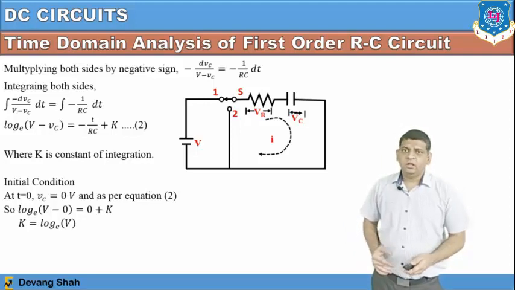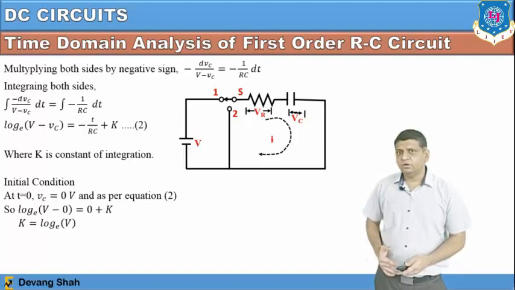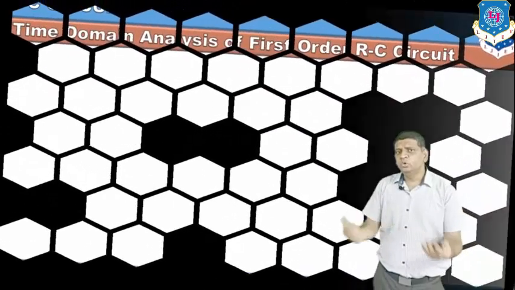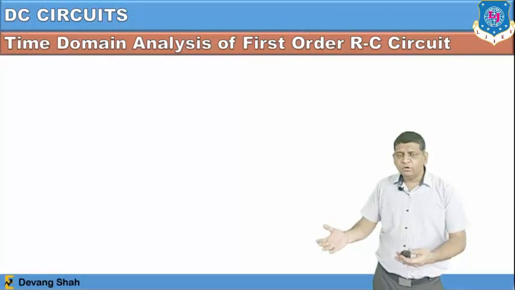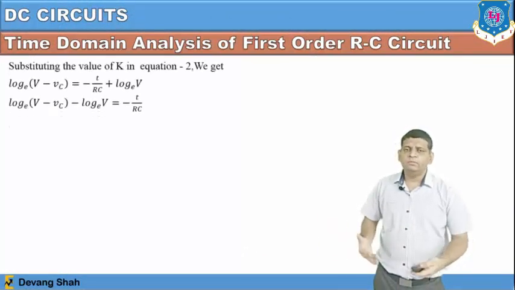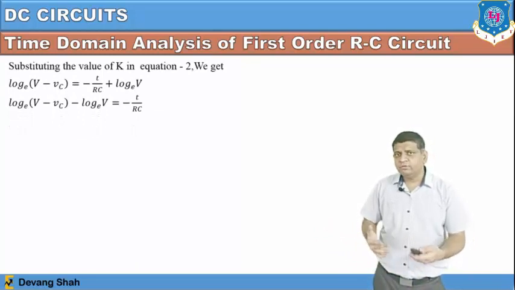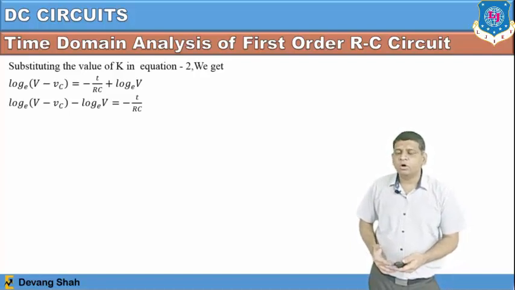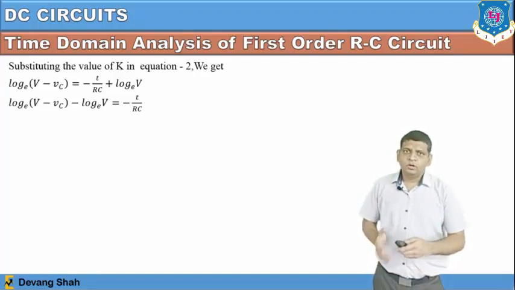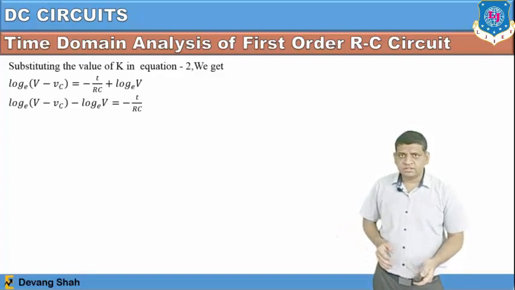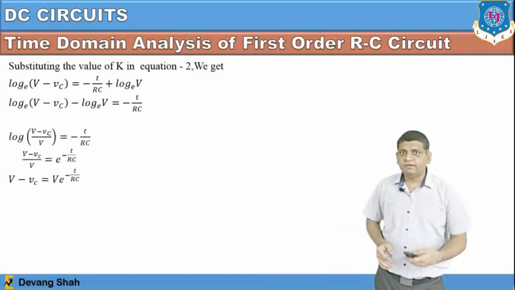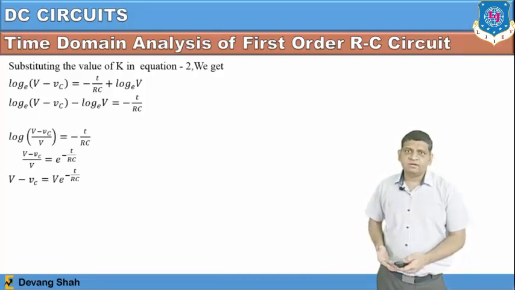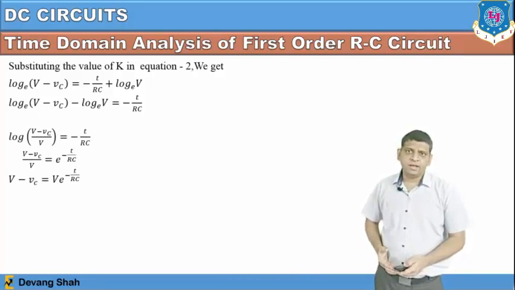You will find the value of K is nothing but the log V base of e, right. Now once we use these two terms, the value of K, and you put it in the overall equation 2, then you will find log (V minus Vc) base of e is equal to minus t by RC plus log V base of e, right. So if I put the log on the other side, then I'll find the final equation in this form: log base of e, (V minus Vc) divided by V is equal to minus t by RC, right?